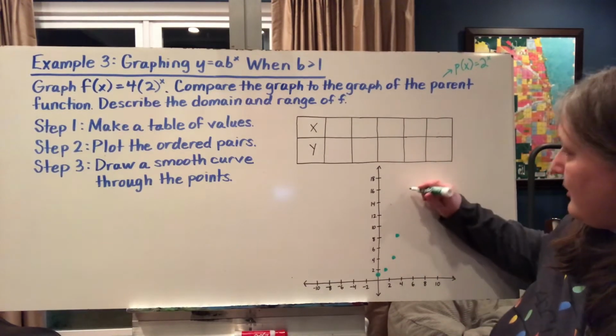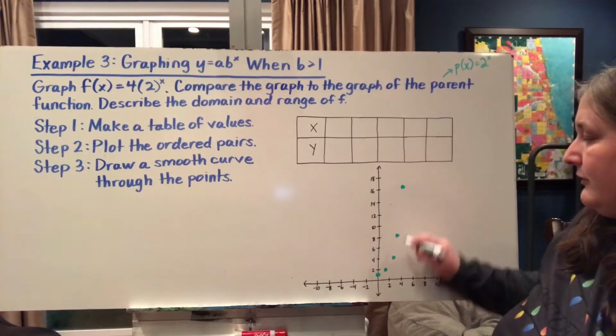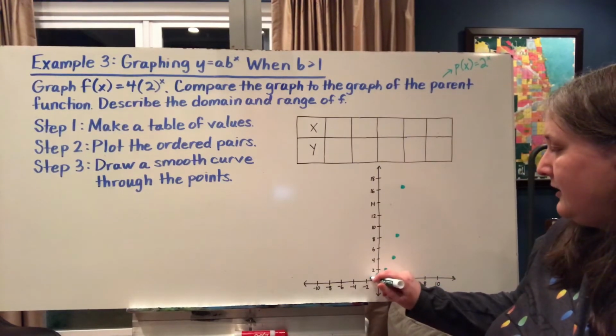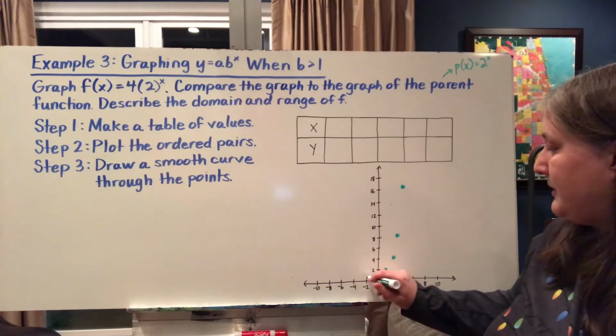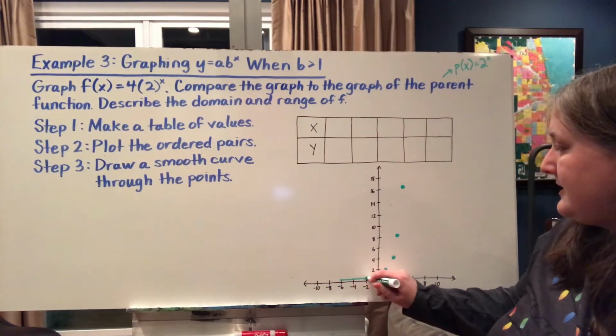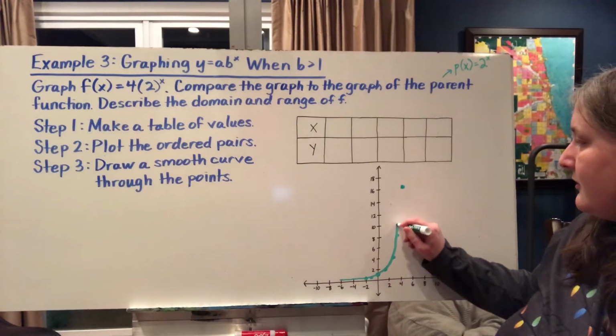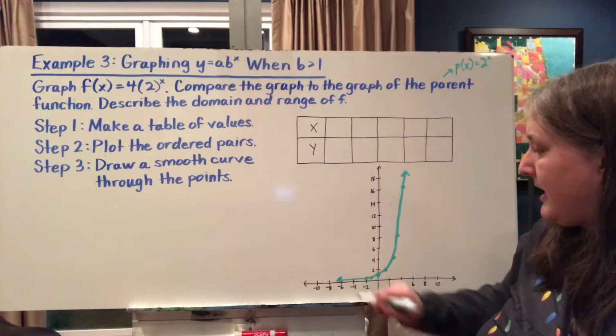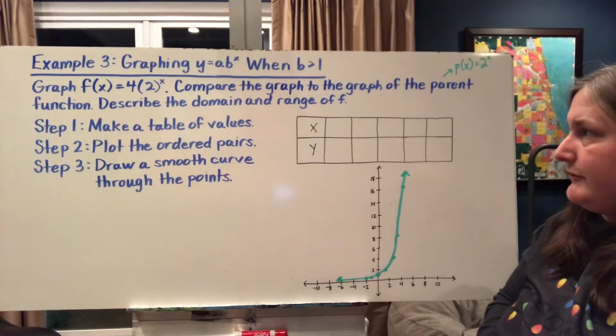2 to the fourth power would be 16. Let's do a few in the negatives too. 2 to the negative first power would be 1/2. 2 to the negative second power would be 1/4. And it would be getting smaller, but never quite getting to 0. So there isn't 2 to any power that will get us to 0. So there's our parent function.